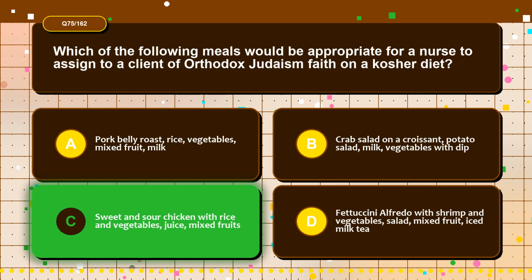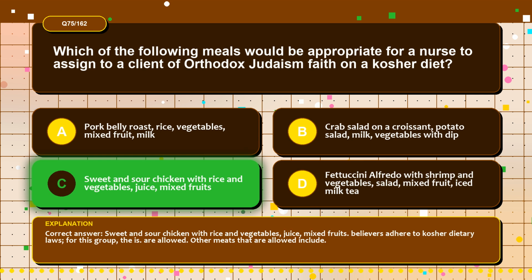The correct answer is option C. Sweet and sour chicken with rice and vegetables, juice, mixed fruits. Believers adhere to kosher dietary laws. For this group, these are allowed. Other meats that are allowed include.